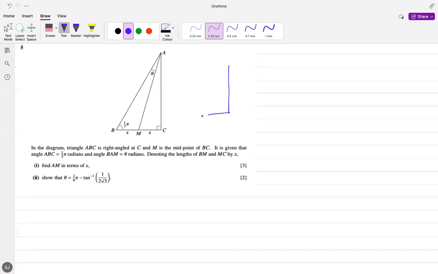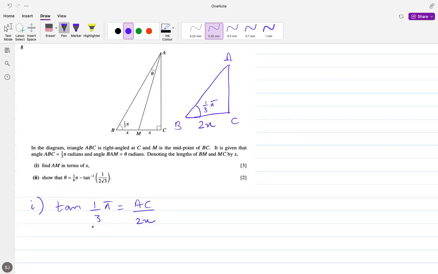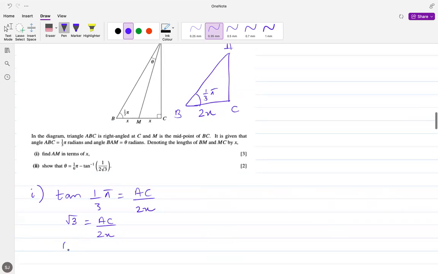So first, drawing the triangle ABC. This is A, this is C, and this is B. The total length of BC will be 2x. This angle is π/3. So to find the length of AC, in the first part, we can use tan, opposite over adjacent. So tan of π/3 is equal to opposite, which is AC, upon 2x. Tan of π/3, if we substitute this in the calculator, we'll get root 3, which is equal to AC upon 2x. So AC will be equal to 2 root 3 x.